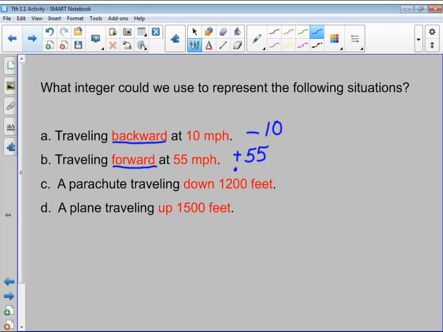For your sake, if you need a little additional time, you might want to pause the video. I'm going to go ahead and give the answers. So because we were going down 1,200 feet, that would be -1,200. And letter D, a plane traveling up 1,500 feet. Well, that would be a positive because it was up 1,500. And as I said, using that positive sign just for now is helping me identify that I did state that it was positive and didn't skip over that part of it.